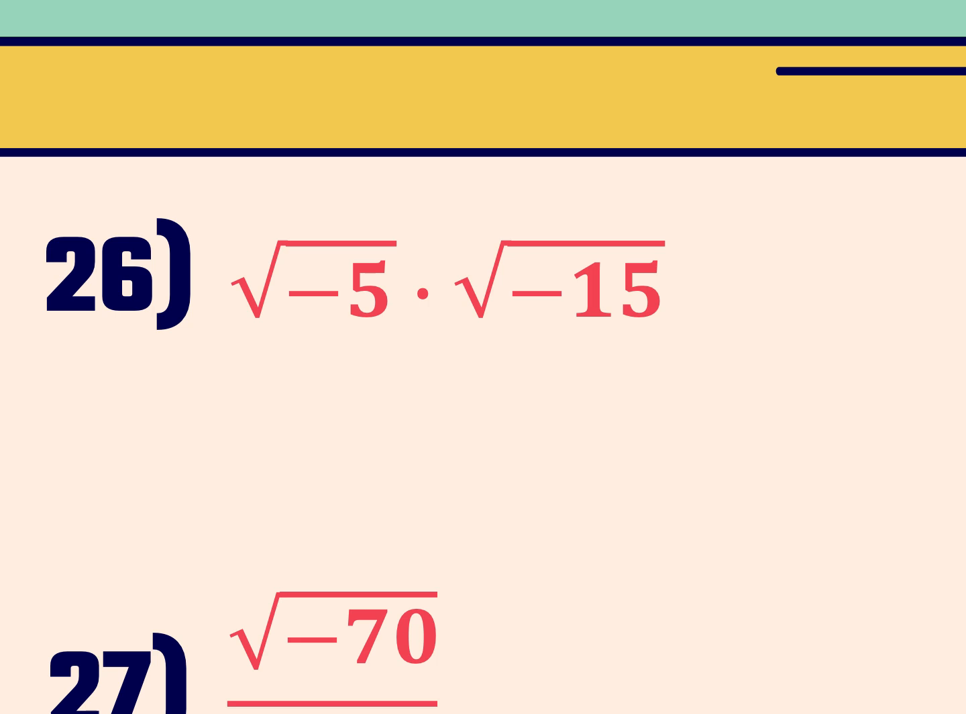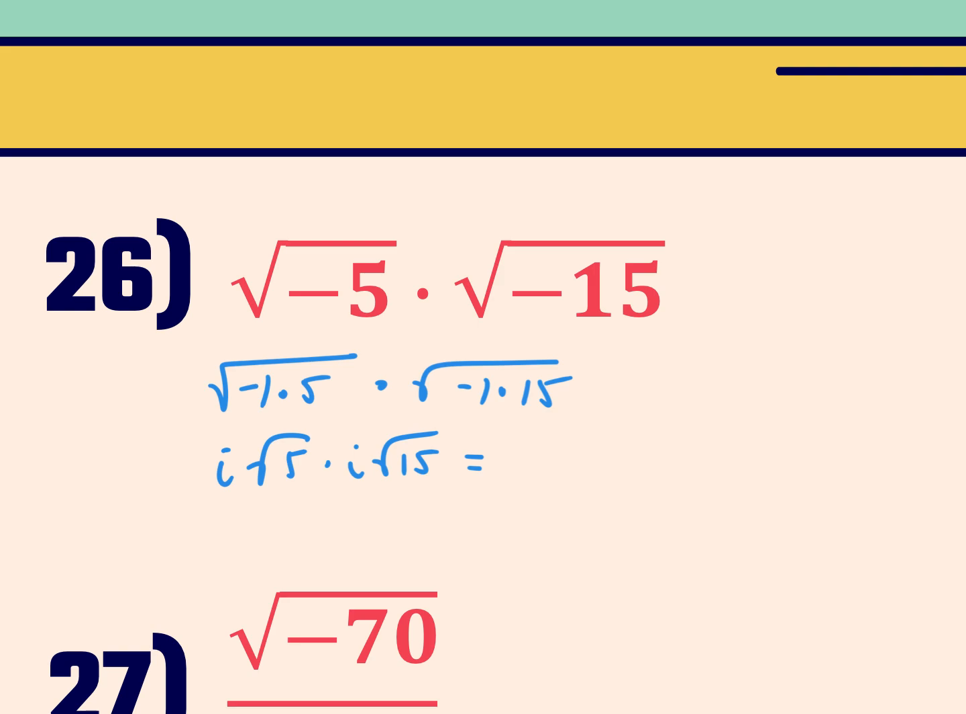What do we need to do first? Take out the i. -1 times 5 times -1 times 15. So I have i root 5 times i root 15. Multiply the stuff on the outside. i times i is i squared.